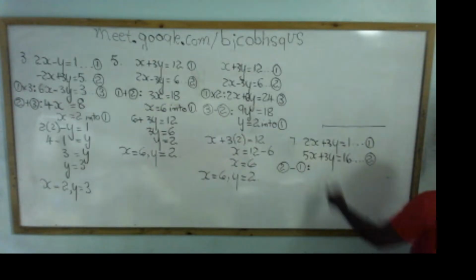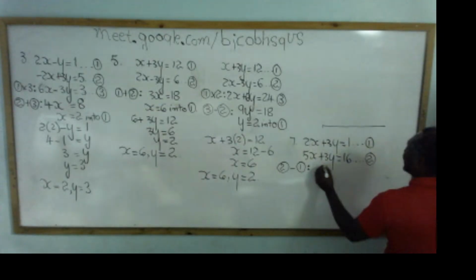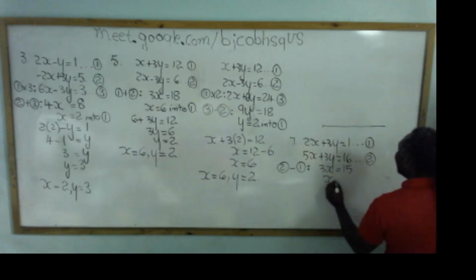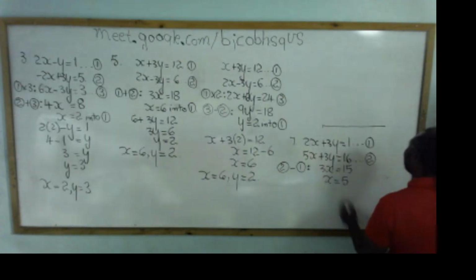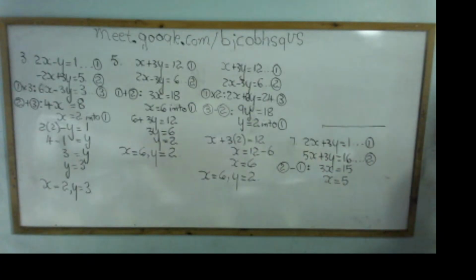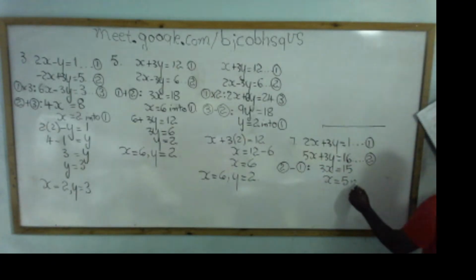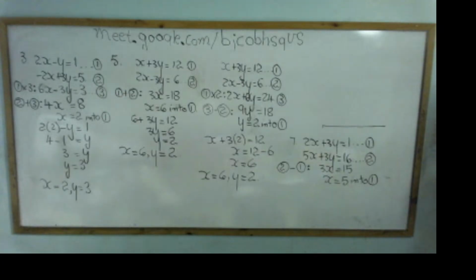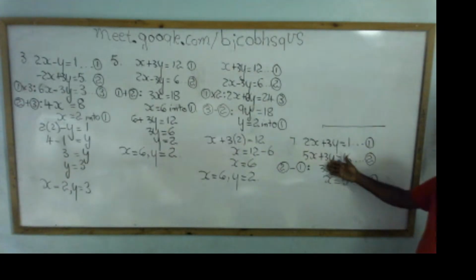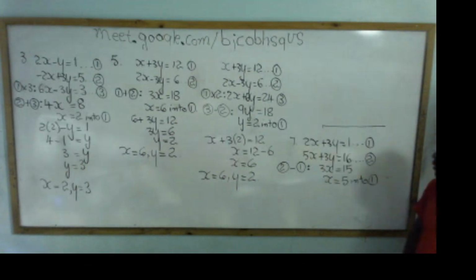5x minus 2x is 3x. And 16 minus 1 is 15. So x is equal to 5. I'm going to put that into equation 1. Surely you see that the y's are identical. When they are identical, we eliminate them by subtraction. So we'll subtract one equation from the other.